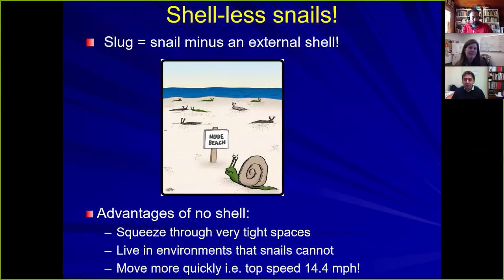But when you think about it, it has a lot of advantages if you can get rid of that shell. For example, slugs can crawl through remarkably tight spaces, since they don't have the same calcium requirements as snails, and they can also live in a much wider range of environments. And lastly, because they're not carrying a heavy shell around on their backs, they can also move a lot quicker than snails. That can be quite useful if you're trying to escape from a predatory insect, for example.